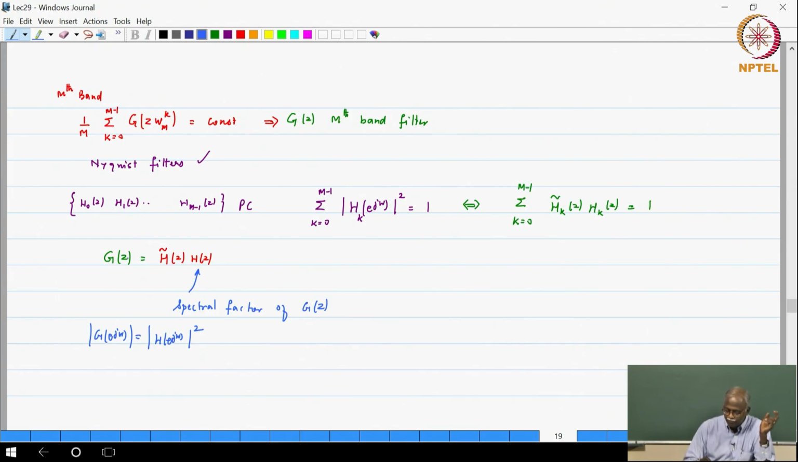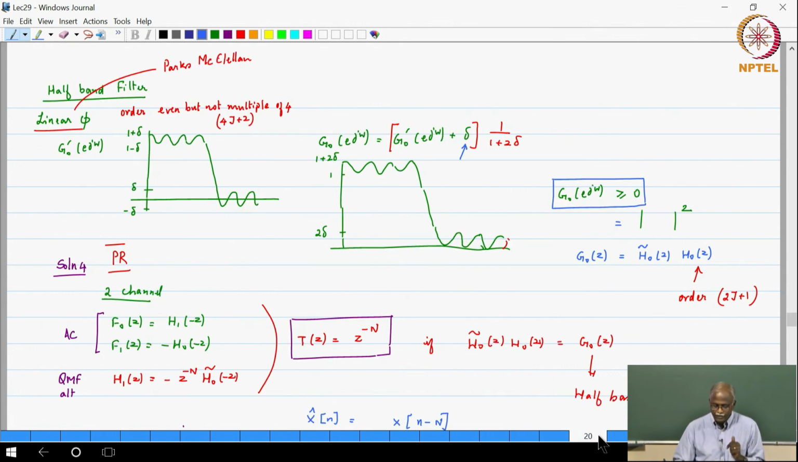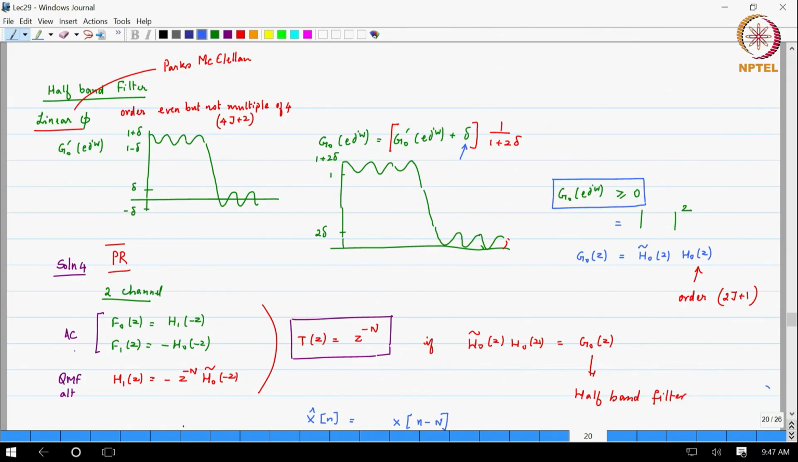So, the half band filter factorized into this form basically gives us a new way of designing the 2-channel filter bank: the aliasing cancellation constraint, followed by an alternative way of implementing the quadrature symmetry. H1 of z is the paraconjugate of H0 of minus z. So, paraconjugate with a minus sign.